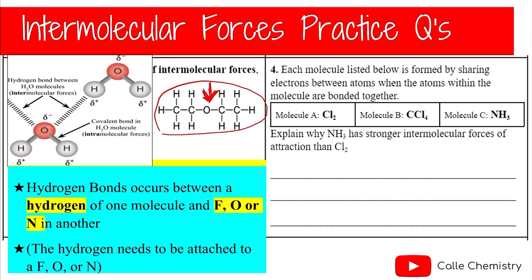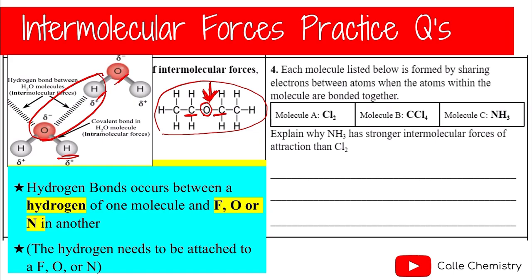So in this instance, the oxygen is not connected to a hydrogen. It's connected to a carbon and another carbon, so it will not experience hydrogen bonds. This hydrogen is connected to an oxygen. This oxygen is connected to this hydrogen. So it permits for this hydrogen bond to happen.